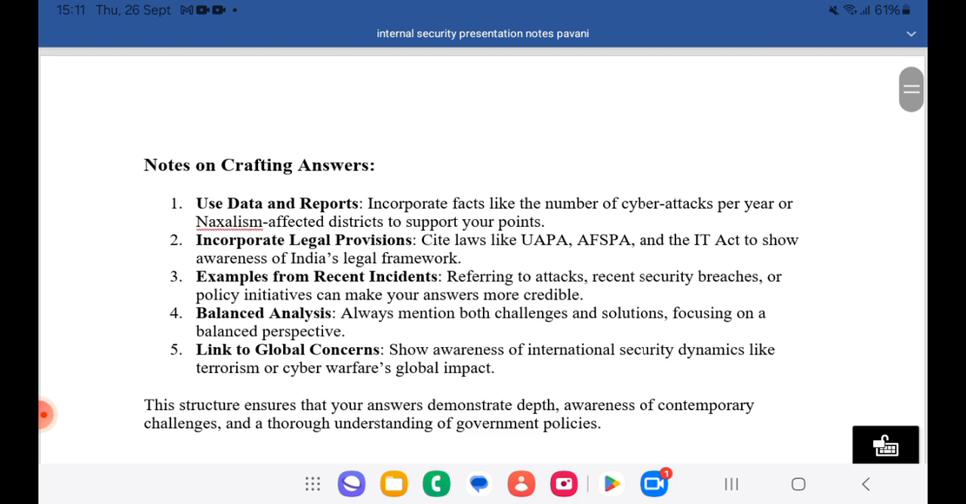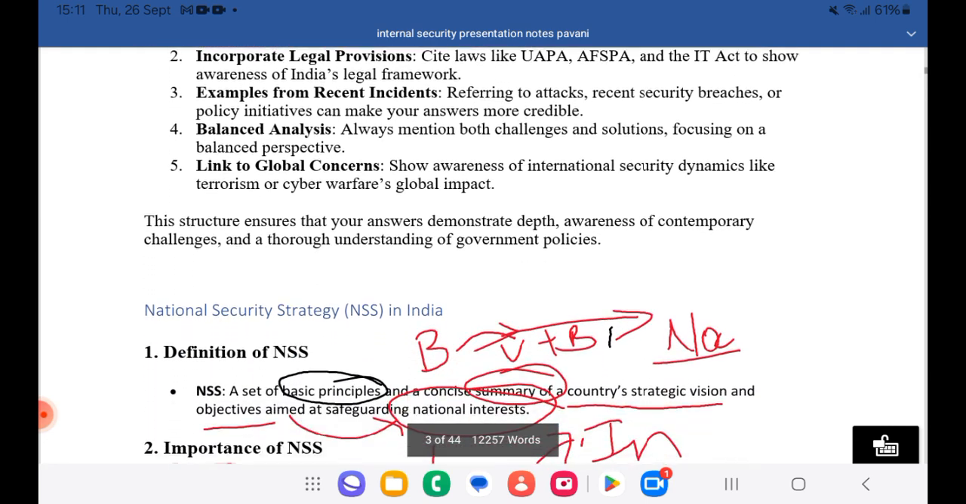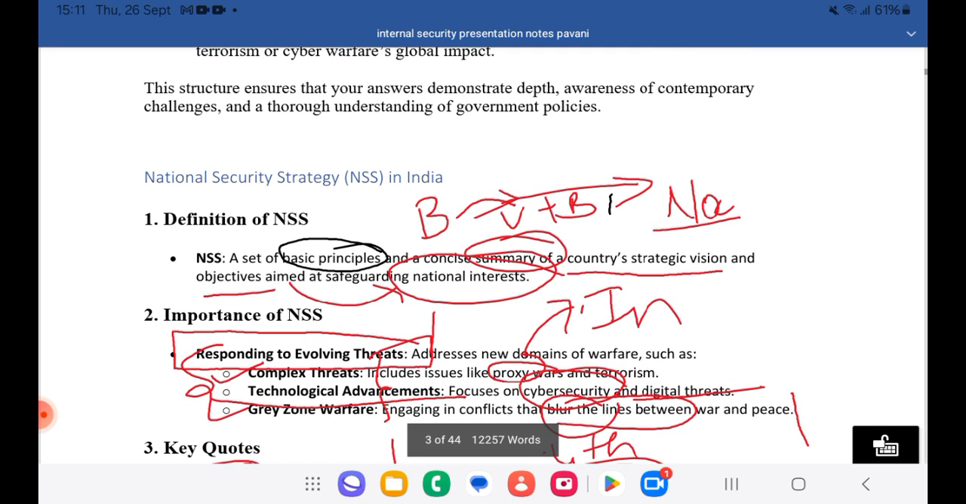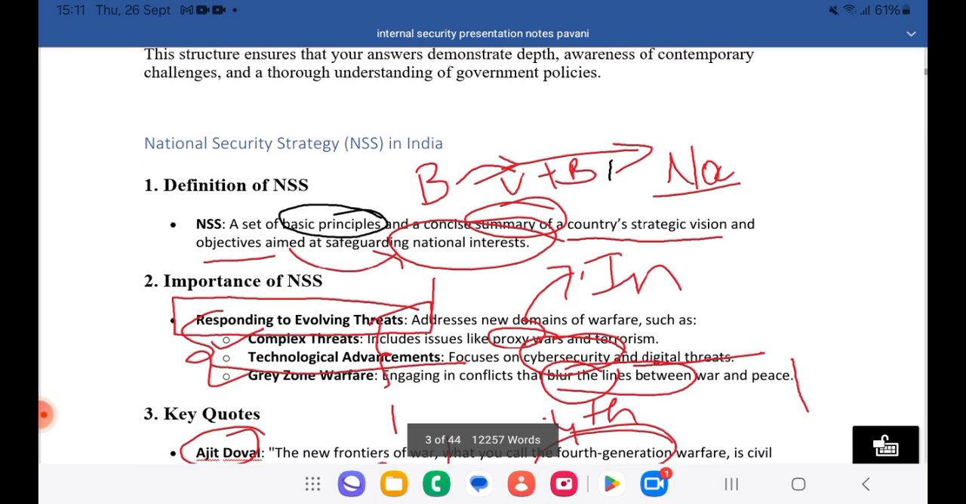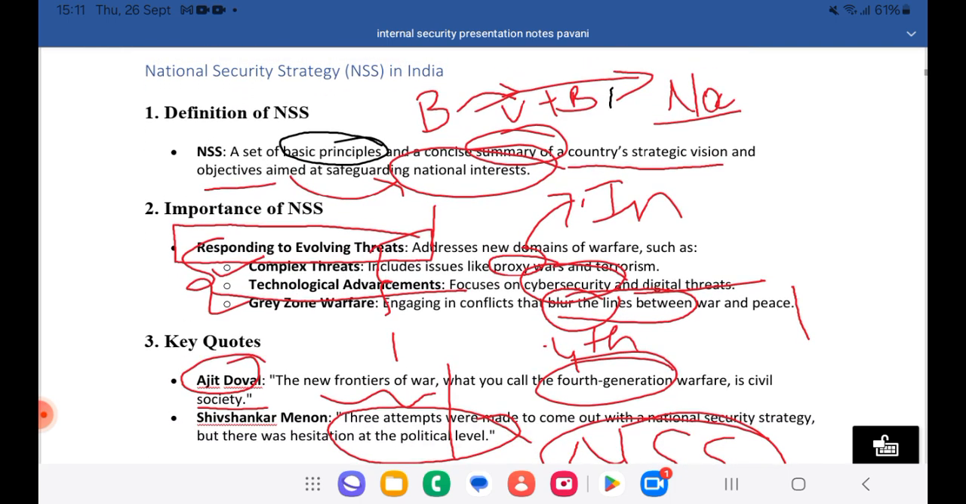With that, we decided we use certain data and reports, and we also use legal provisions and examples. A balanced approach is what we are going to use along with the global concerns. So these were the points to be noted whenever we study internal security, is what we decided. The second day we started with national security strategy in India. So even India should have a national security strategy. For that, first we defined what a national security strategy is.